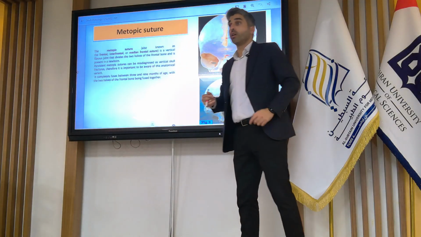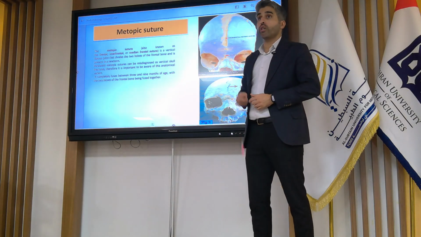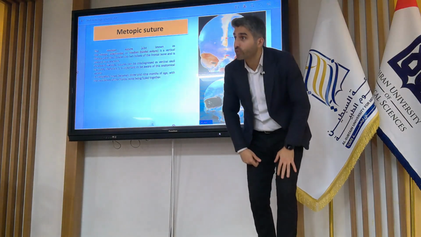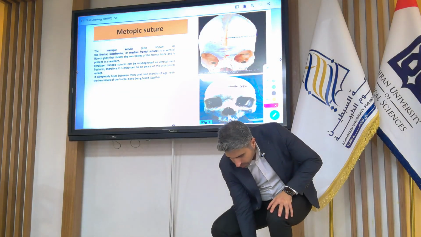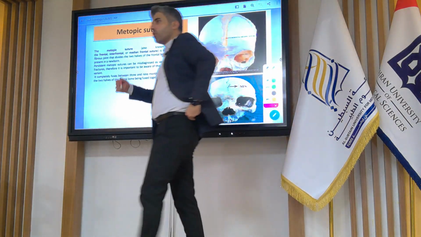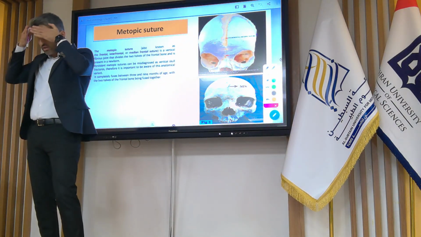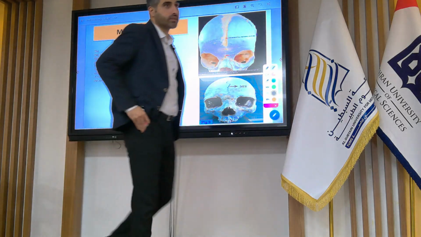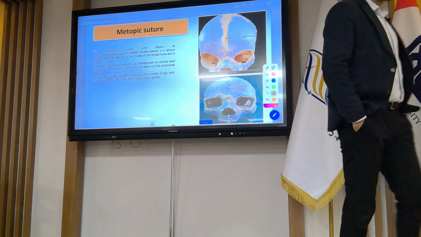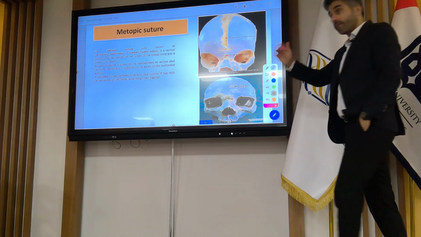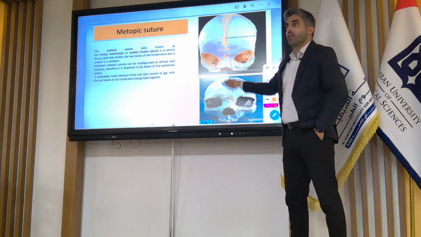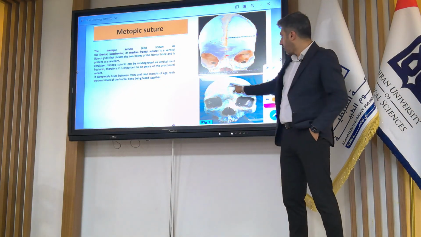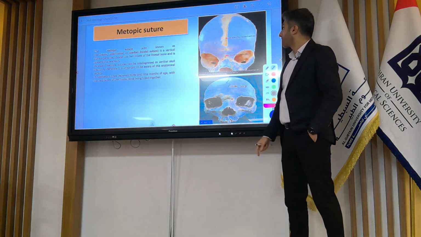And I told you, sometimes the metopic suture closes very soon. And what was the shape of the skull if it closed very soon? Triangular, trigonocephaly. If the metopic suture closes very soon, we say trigonocephaly. If it's not closed, it's open, we say open metopic suture, like this or like this.